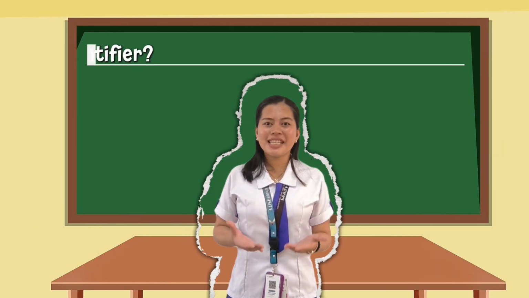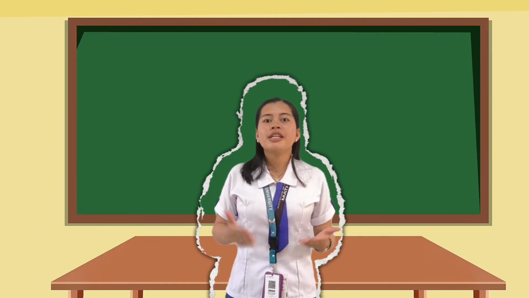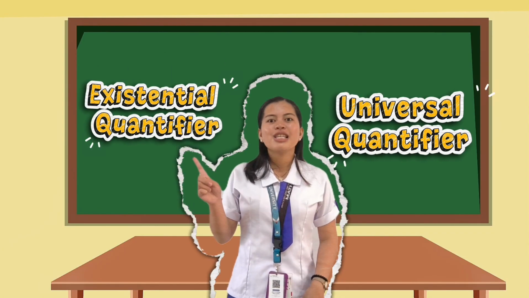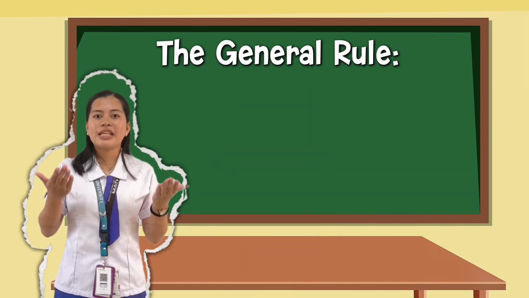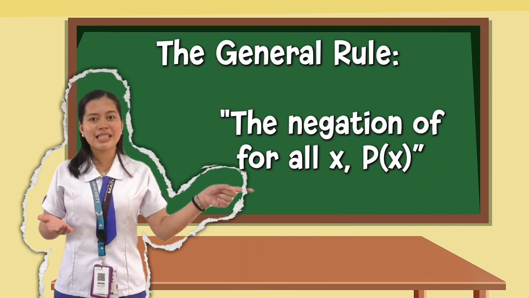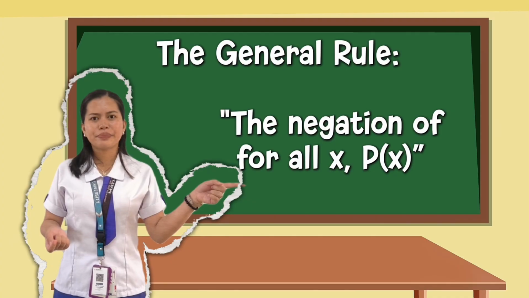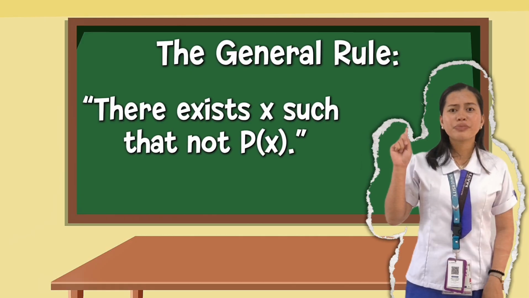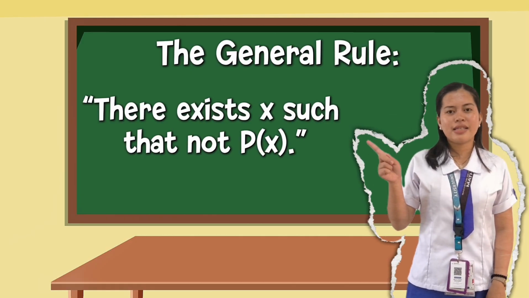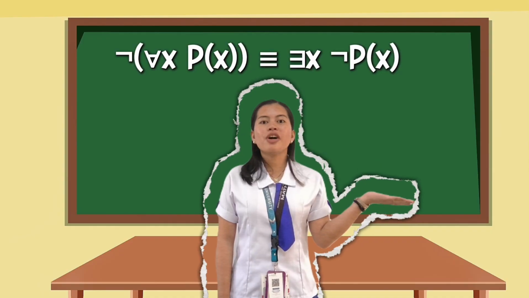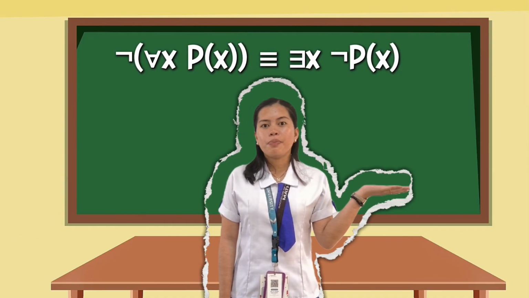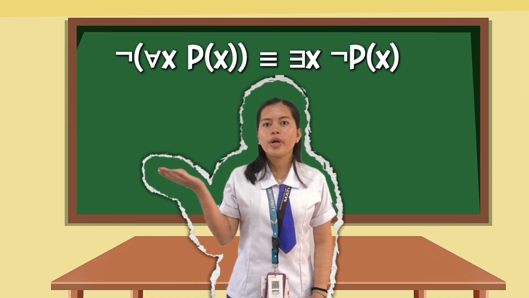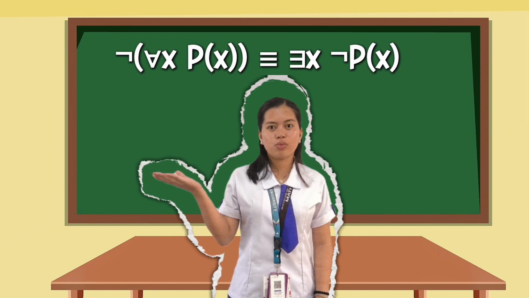Now, let's explore how to negate the universal quantifier. The negation of the universal quantifier becomes an existential quantifier. So the general rule is: the negation of for all x, p of x becomes there exists an x such that not p of x. Symbolically, the negation of for all x, p of x is equivalent to there exists an x where p of x is not true.